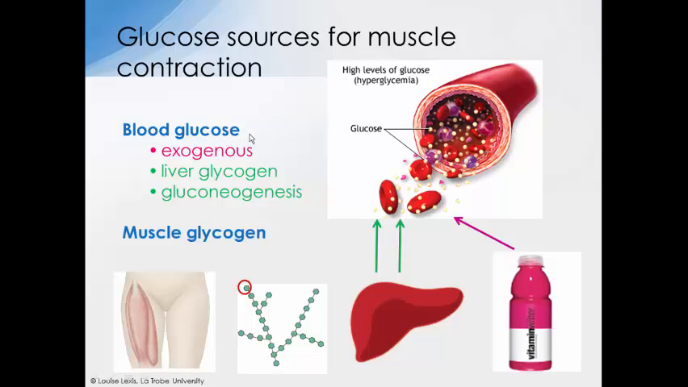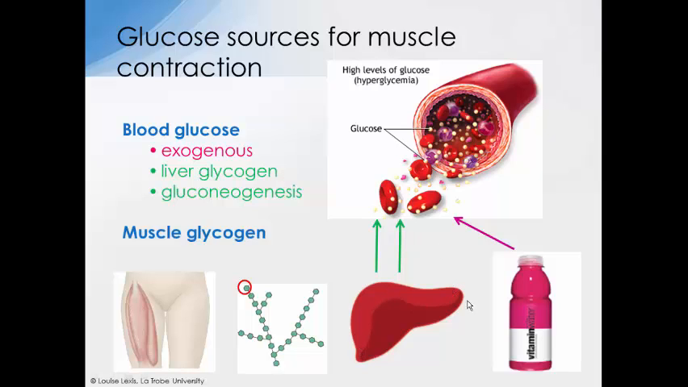If the glucose is sourced from the blood, it could be from exogenous sources, and what that means is outside of the body. When we drink a liquid that contains glucose, that glucose is absorbed from the digestive tract and then into the blood. The glucose in the blood can then be taken up by the muscle and used in glycolysis. Blood glucose can also come from liver glycogen.